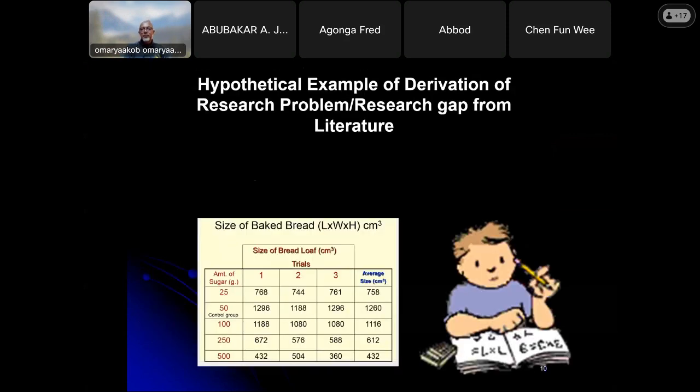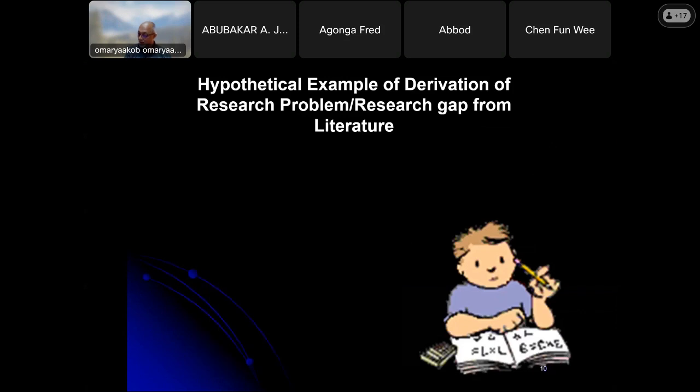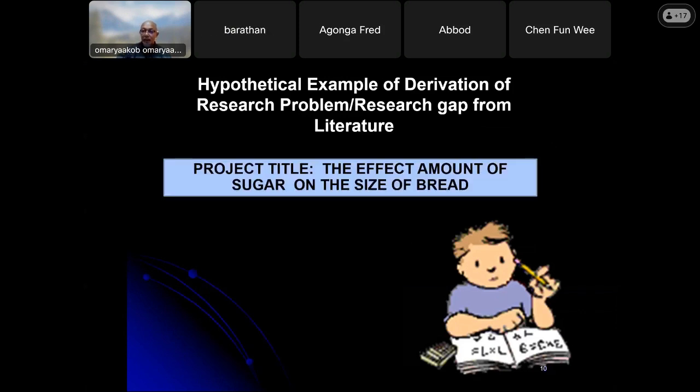Okay. Now, for example, John. Remember John with his grandma's bread? What is his research problem? Anybody want to suggest what John's research problem is? Bharatan? Actually, his research problem was how many grams of sugar he could use to get the biggest size of bread. Yeah, okay, right. So the unknown is actually the effect of the amount of sugar.